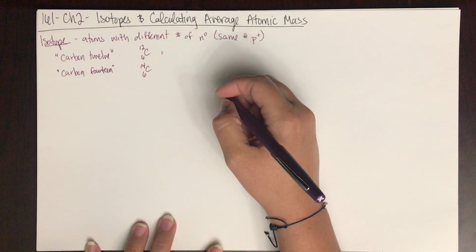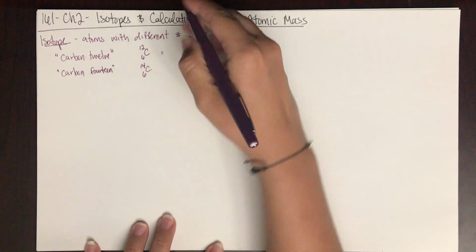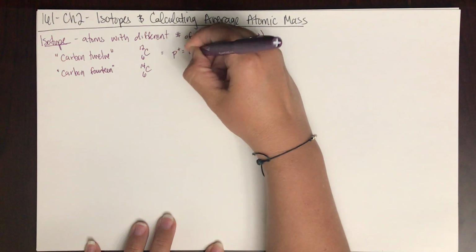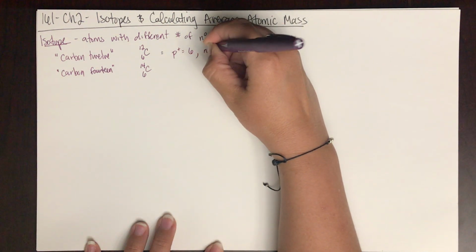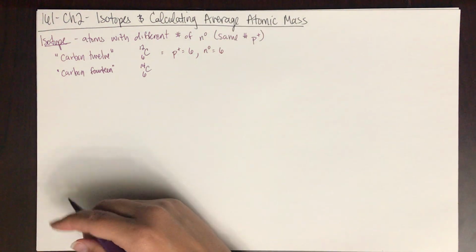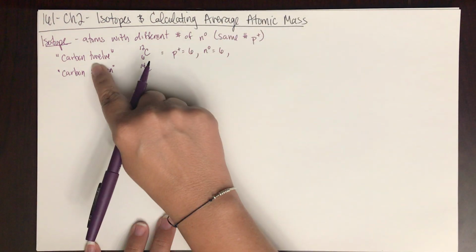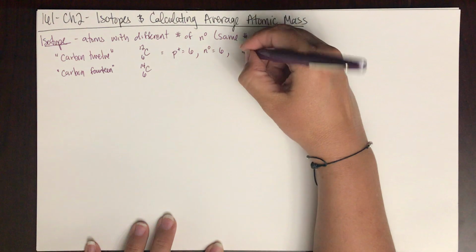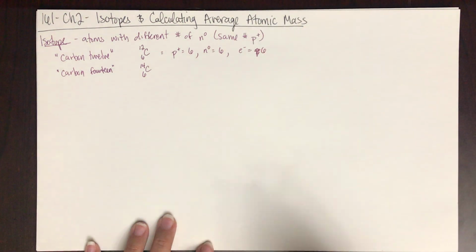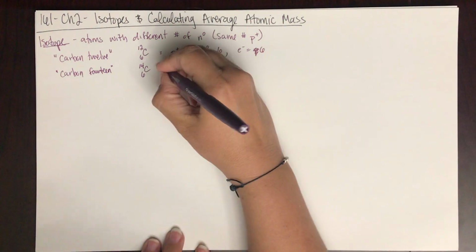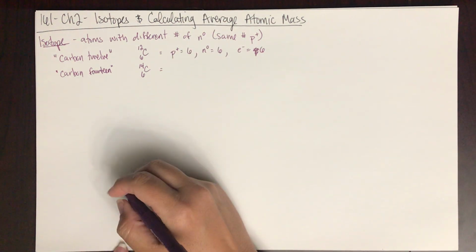They are isotopes of each other. Let's just talk about the protons, neutrons, and electrons. Carbon 12 has 6 protons. It has 6 neutrons, and because it's an atom, and remember atoms are always charge neutral, it has 6 electrons.